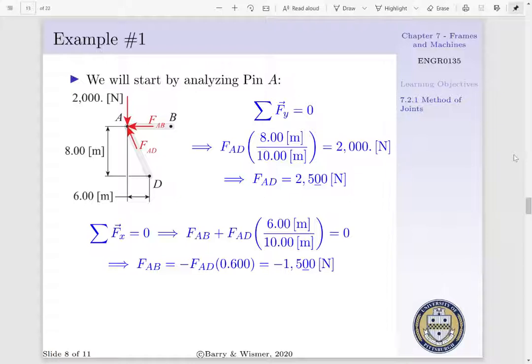Then we can analyze the summation of forces in the x direction. We'd have FAB plus FAD times cosine of our angle. Cosine of our angle is simply 6.00 meters per 10.00 meters. The minus signs associated with FAB and FAD are neglected, for they are both acting in the negative x direction, and we have no force acting in the positive x direction. The sum of these two forces is equal to 0. Thus, we find FAB is equal to minus FAD times 0.600, or FAB is equal to minus 1,500 newtons. The minus sign indicates this member is in tension.